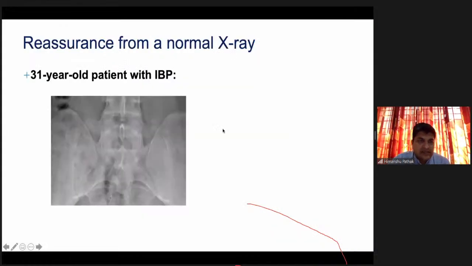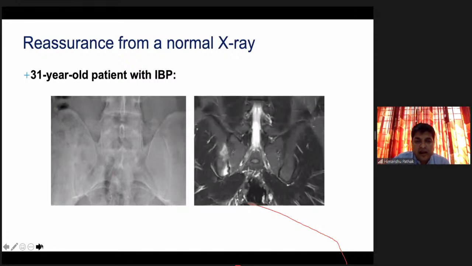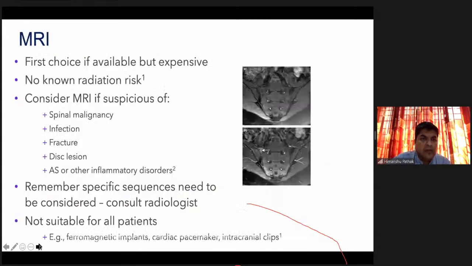So the trouble is the reassurance from a normal X-ray. This is a 31-year-old male patient who had all the typical findings of inflammatory back pain as per the slides discussed a few slides back. But because the clinical suspicion was high, you went ahead and did an MRI. And on MRI, you find sacroiliitis. So as I was saying, this is the trouble with normal X-rays. When you have very high clinical suspicion of inflammatory back pain, the advice is to go straight away for MRI.